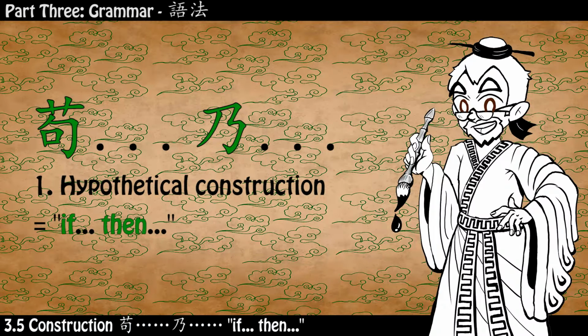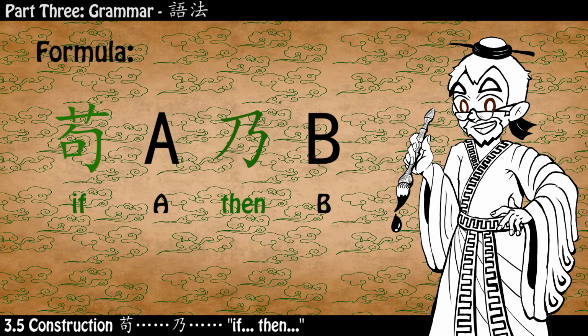Individually, both 狗 and 奶 have their own special meanings and functions. As far as this lesson is concerned, it is enough that you know that they can be used together, like in our sample text, in order to express a hypothetical. If A, then B. Let's have a look at how this construction is used in the main text.